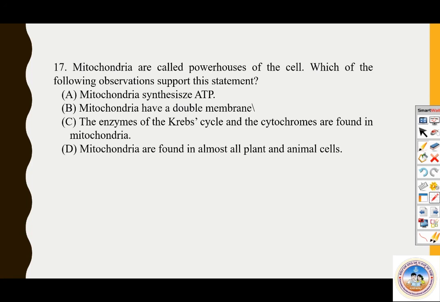Mitochondria synthesize ATP. Mitochondria have a double membrane. The enzymes of Krebs cycle and cytochromes are found in mitochondria. Mitochondria are found in almost all plants and animals. So out of all the four, which one supports your particular statement? Why is it called the powerhouse of the cell? Obviously, the answer is A. Why? It synthesizes the ATP, nothing but your energy. So that's the reason we usually call mitochondria the powerhouse of the cell.